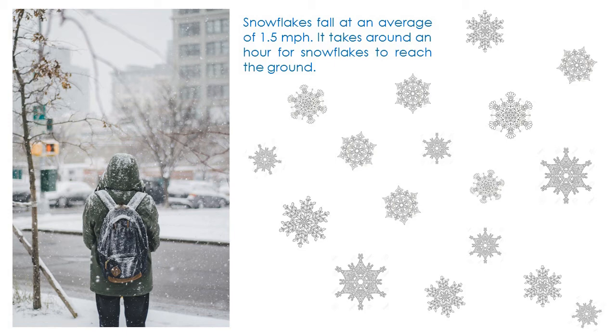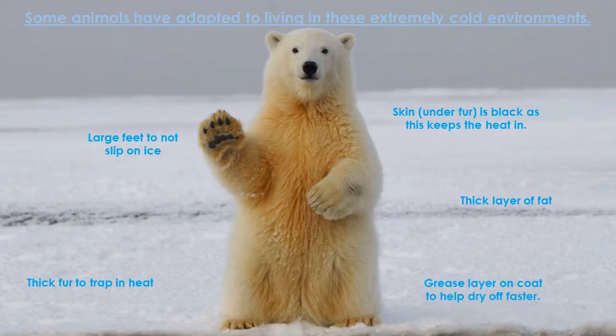Snowflakes fall at an average of 1.5 miles per hour. Miles probably. Yeah, it takes around an hour for snowflakes to reach the ground. Wow. That's why it takes so long for it to become thick. That is a long time, isn't it? When we were at school we always wished for a snow day because we wouldn't be able to go to school. And obviously when you get a blizzard, that's because the wind is just driving all that snow.